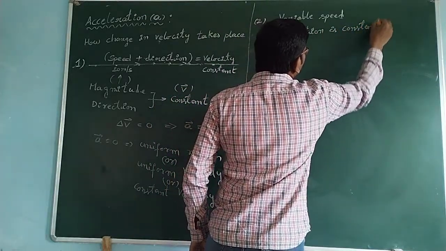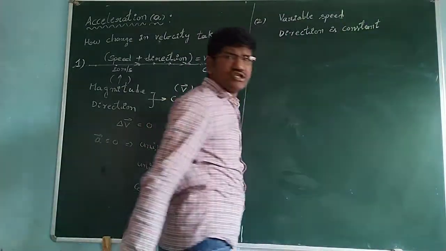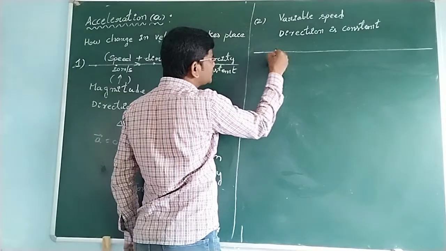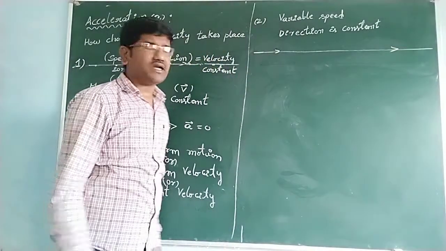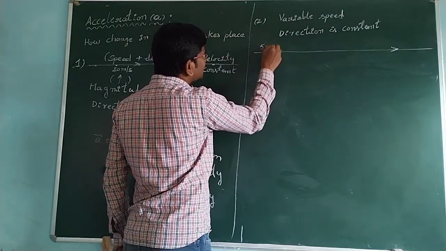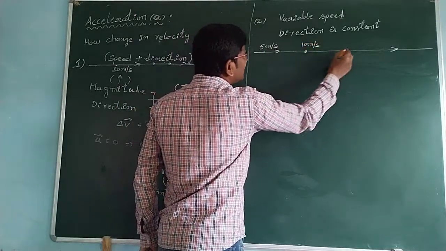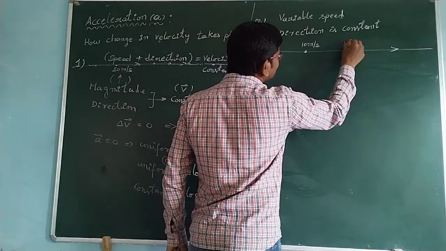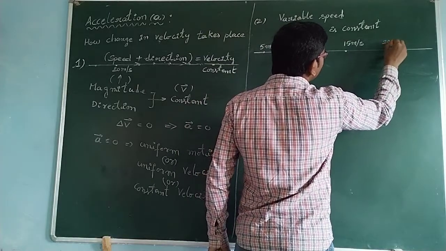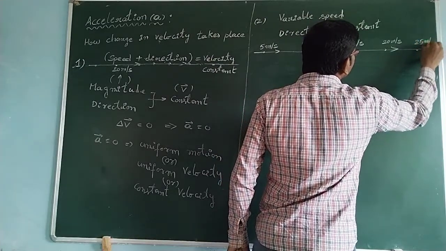It is moving with variable speed and the direction is constant. See, students, consider an object moving on a straight line. So this is the straight line path it is going. Here the speed at this instant is 5 meters per second, and at this instant is 10 meters per second, and at this instant is 15 meters per second, and at this instant is 20 meters per second, and here it is 25 meters per second.